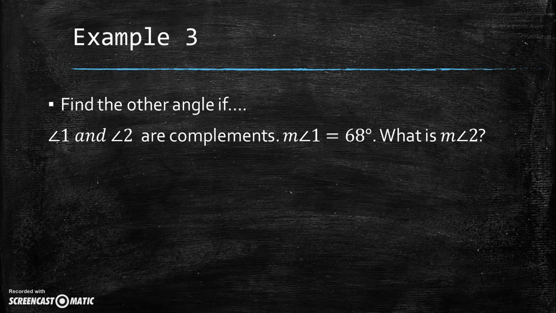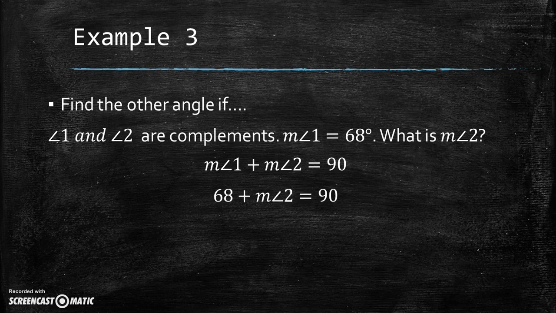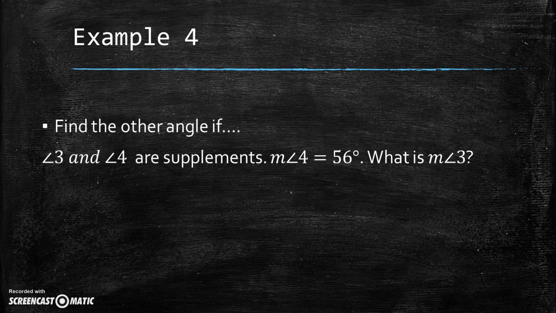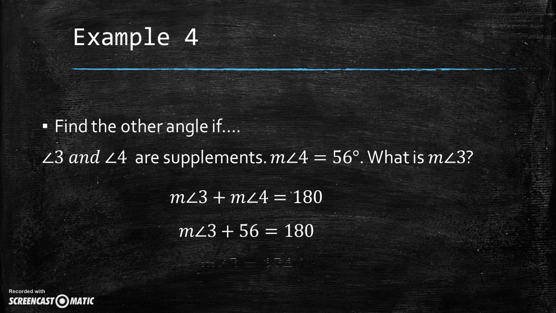So our example of this is angle 1 and angle 2 are complements. If angle 1 is 68, well, we know that the angles add up to 90. And angle 1 is 68, so we can just subtract 68 from 90 and we get that angle 2 is 22 degrees. Example 4 is this time supplements. Angle 3 and 4 are supplements. Well, supplements add up to 180 because they're supplementary. Angle 4 is 56, and here we subtract 56 and we find that angle 3 is 124 degrees.